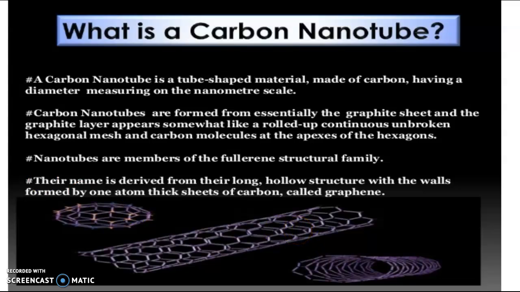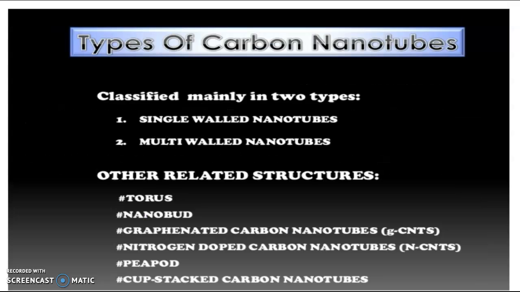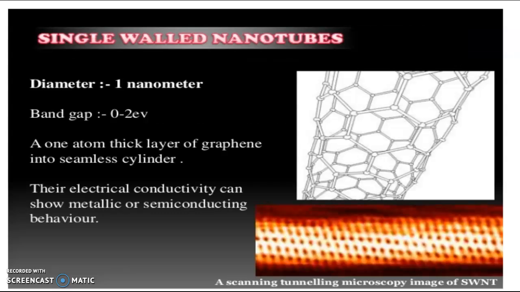Next we will move to the classification or the types of carbon nanotubes, in which they are mainly classified into two types: single-walled nanotubes and multi-walled nanotubes. Other than this, we have torus, nanobud, graphenated carbon nanotubes, nitrogen-doped carbon nanotubes, peapod, and cup-stacked carbon nanotubes. We will see them one by one.